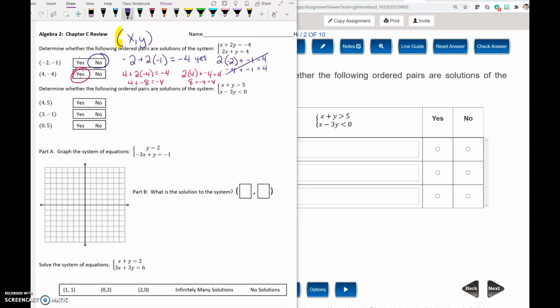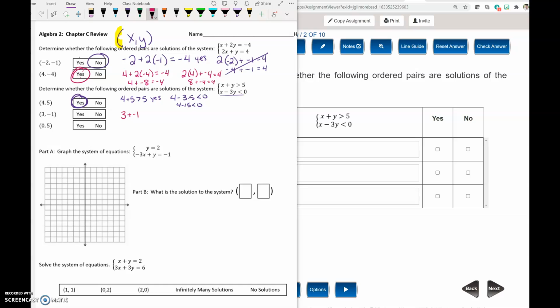So if we start with the point 4, 5. Let's see, 4 plus 5, is that greater than 5? I believe it is. So it's looking like this one might be a yes. Try it in the second equation. 4 minus 3 times 5. 4 minus 15 is going to be some negative number, which is yes less than 0. So that is a solution.